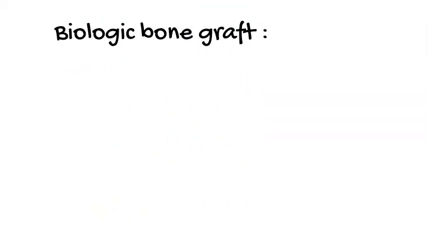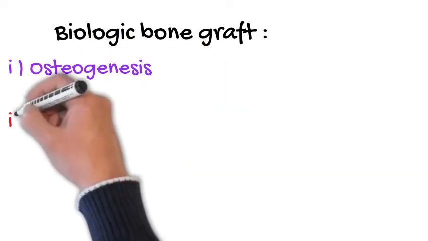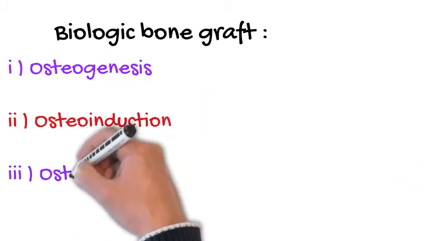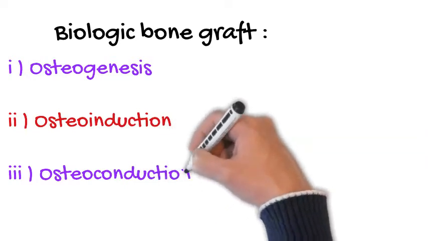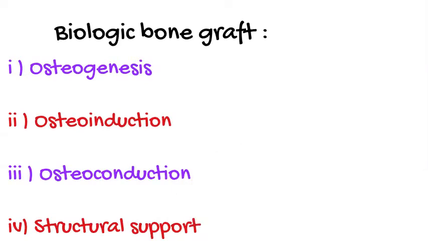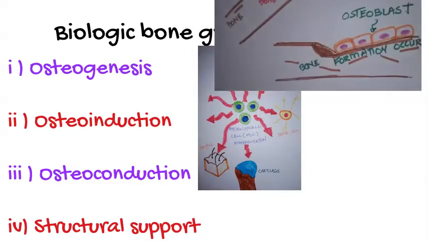Before we start, I will introduce you to the biologic concept of bone graft and its function. It has 4 biologic concepts. 1 is osteogenesis, 2 osteoinduction, 3 osteoconduction, and 4 structural support. For osteogenesis, it provides stem cells with osteogenic potential which directly lays down new bone. 2. Osteoinduction, the induced differentiation of stem cells into osteogenic cells. It needs BMP, bone morphogenetic protein, for stimulation.